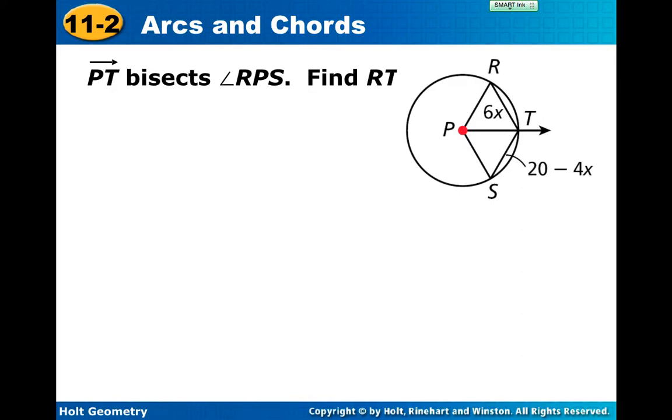This must be probably the last example of that theorem. So let's see what theorem part we're using here. It says ray PT bisects angle RPS. What does that mean? Bisect an angle. Divides it into 2, exactly the same. So what things would be congruent?